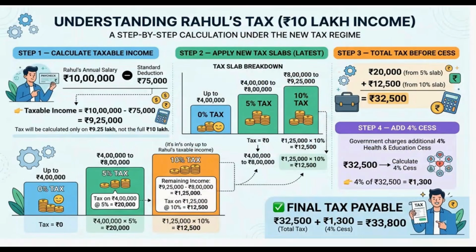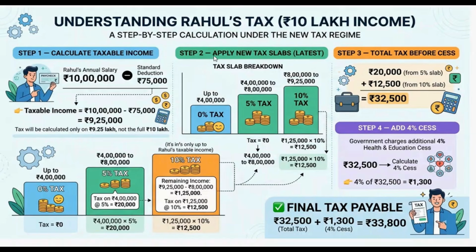Understand how income tax works in a simple and practical way using Rahul's example under the new tax regime. First step, calculate the taxable income. Rahul earns a total salary of 10 lakh per year. He gets a standard deduction of 75,000 under the new tax regime, which is a fixed deduction allowed to salaried individuals. Now the taxable income is 10 lakh rupees minus 75,000, that is 9 lakh 25,000. Now tax will be calculated on this 9 lakh 25,000, not on the full 10 lakh rupees.